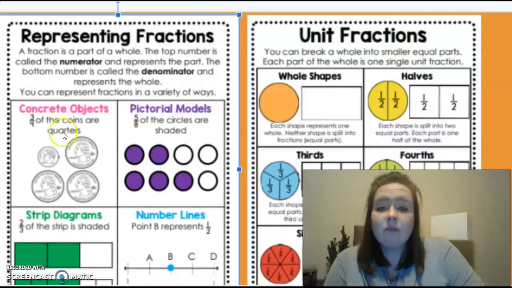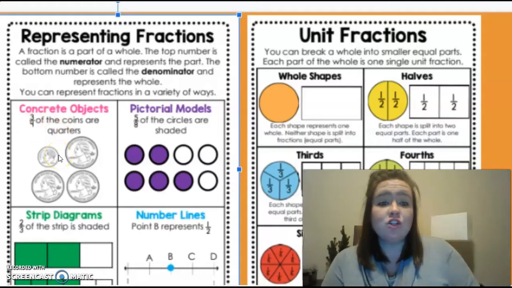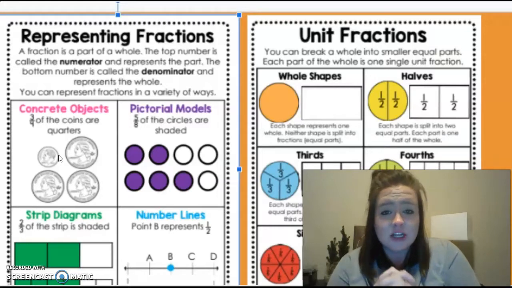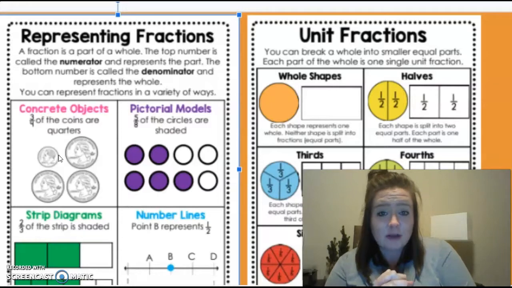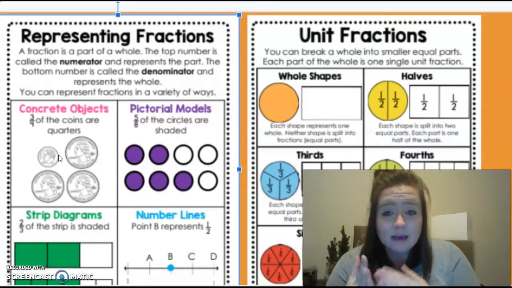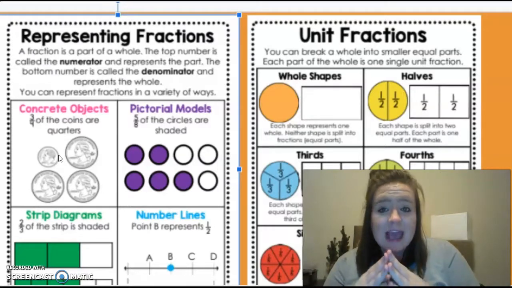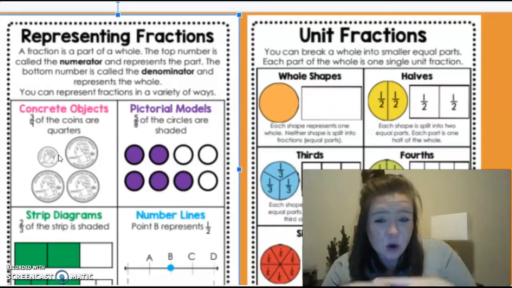Okay? And then 4 is how many total parts there are. Remember, when you're writing your fraction, I want you to start with your denominator. Okay, start with your denominator. Tell me how many pieces you have in your whole, and then you can tell me how many pieces are being counted or being shaded.